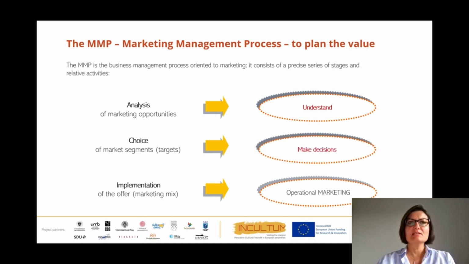The second stage is the strategic marketing and corresponds to the keyword make decisions, while the third stage of the MMP is the operational marketing and corresponds to the keyword take action. But what's inside these three stages of MMP concretely? Let's get into more detail with them.